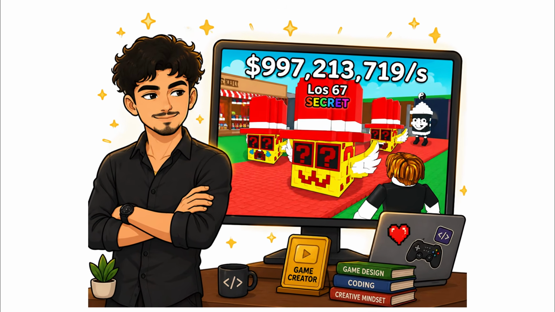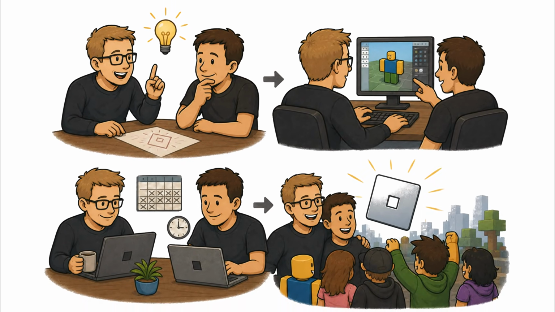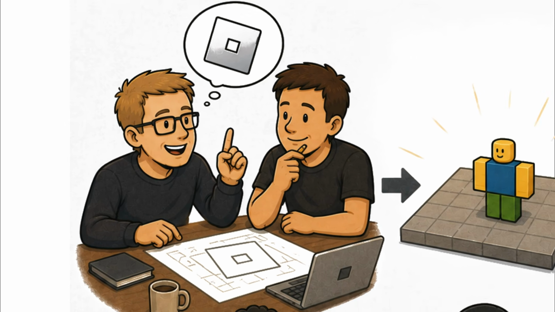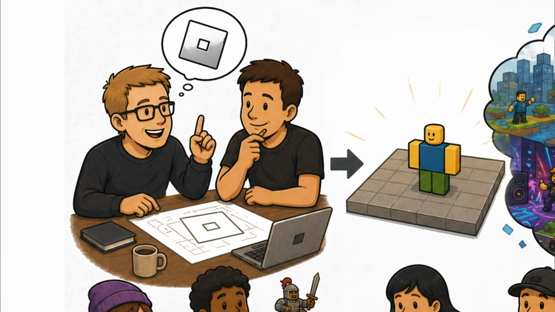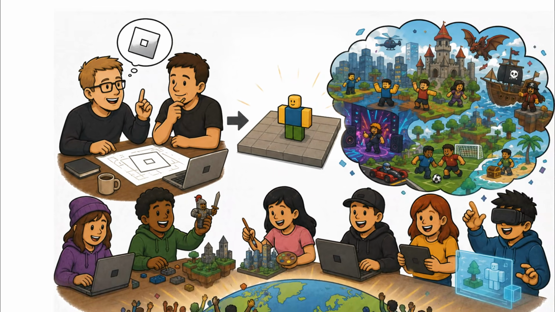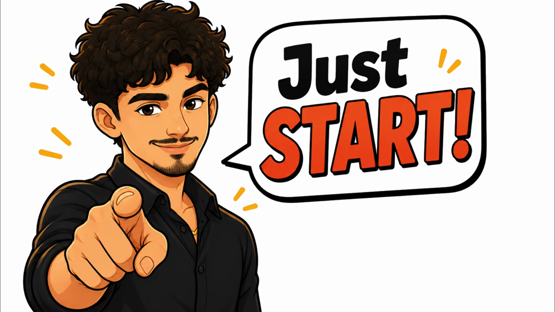So, what's the takeaway from all of this? Two people, a simple idea, and a lot of patience. That's how Roblox started. David and Eric didn't build a perfect game. They built a starting point and let millions of creative people make it into something amazing. And that's the real lesson here. You don't have to have it all figured out on day one. You just have to start.